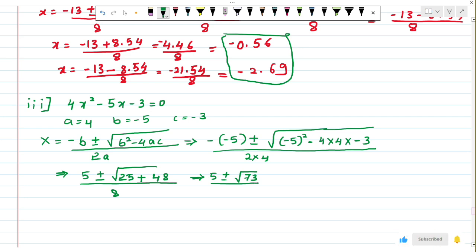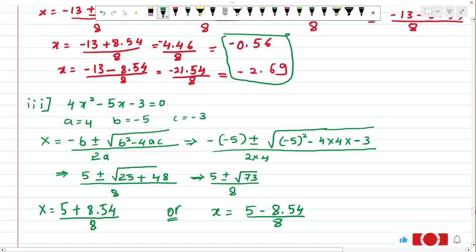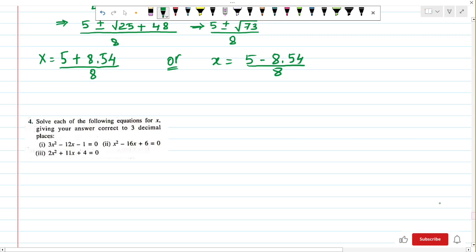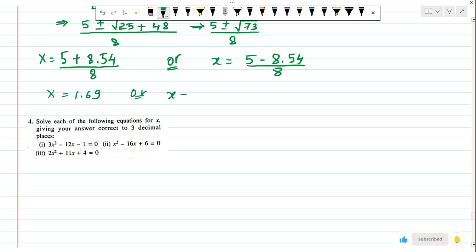So again I'll get the two possibilities. x is equals to 5 plus root 73, which is nothing but 8.54, divided by 8, or x is equals to 5 minus 8.54 divided by 8. If I simplify this, I'll get the values of x as x is equals to 1.69 or x is equals to minus 0.44. So these are the two values of x.